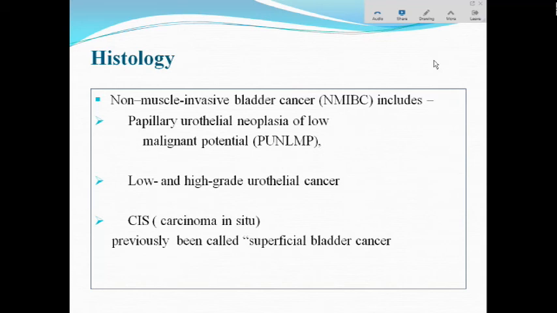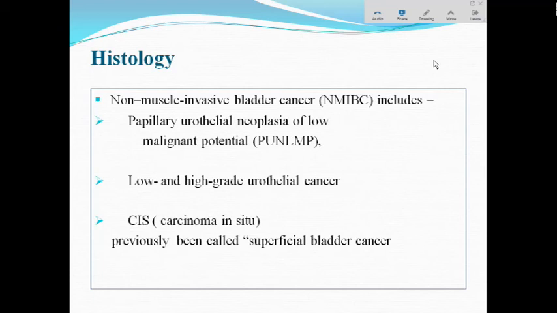So as we have discussed in the previous classes, the layers of bladder. One which is confined before the detrusor muscle, so in the mucosa, it has not invaded the muscle. So non-muscle invasive, which was previously known as superficial bladder cancer. Non-muscle invasive can be papillary urothelial neoplasm of low malignant potential. Then second, low and high grade urothelial cancer. And third is carcinoma in situ. Carcinoma in situ is always high grade. It is never low grade.